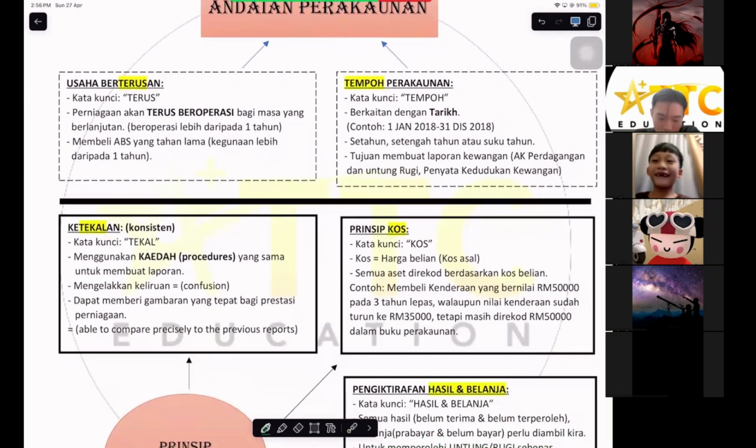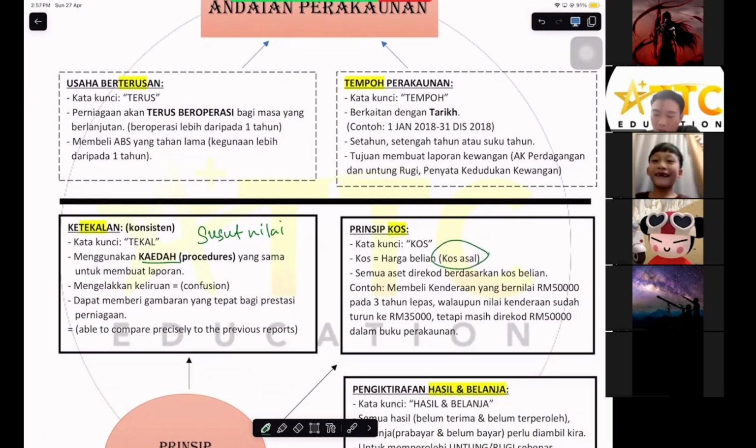Next, ketekalan. Normally, they'll be talking about susut nilai. Once you see susut nilai, they're talking about formula. Kaedah, use the same method to do things. You must be consistent. Therefore, it's called ketekalan. Then we also have prinsip cost.